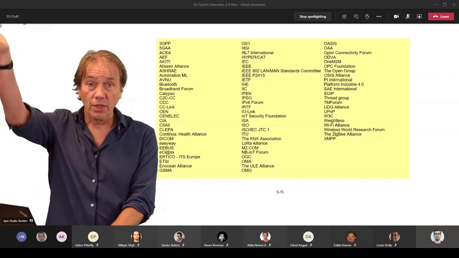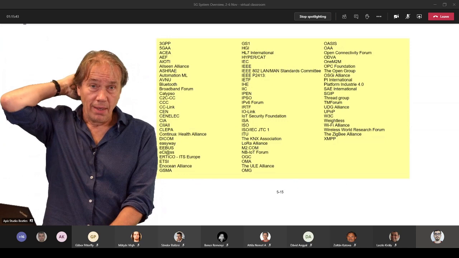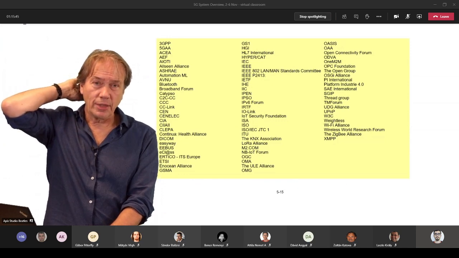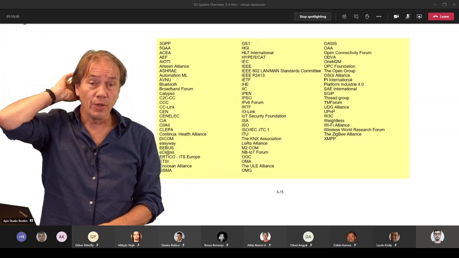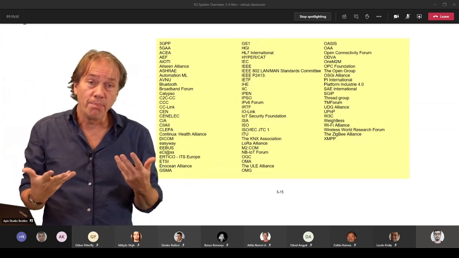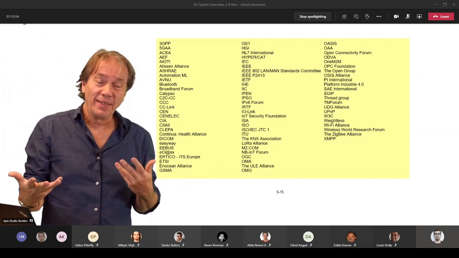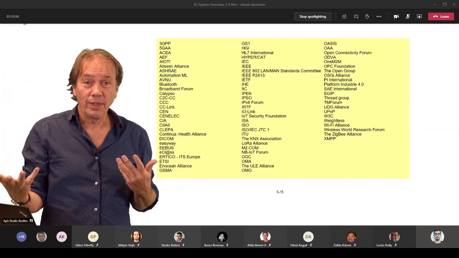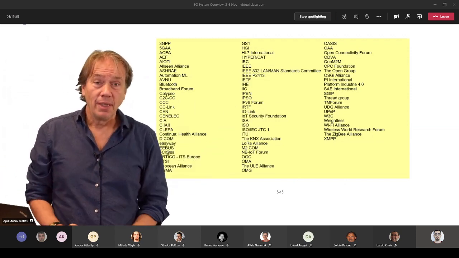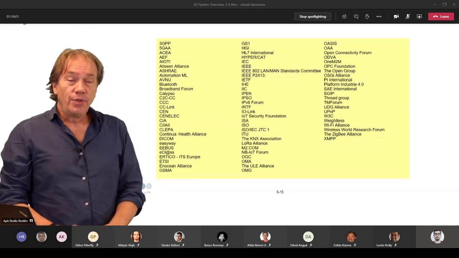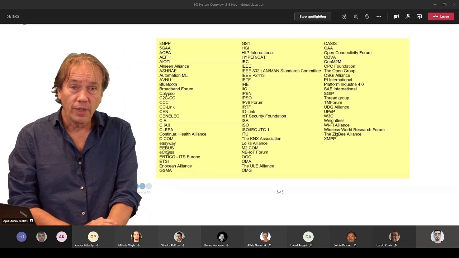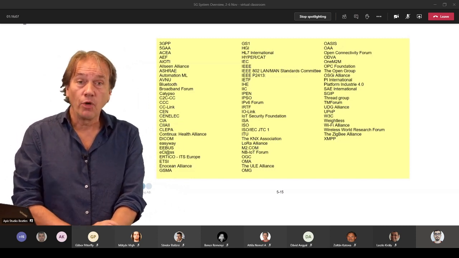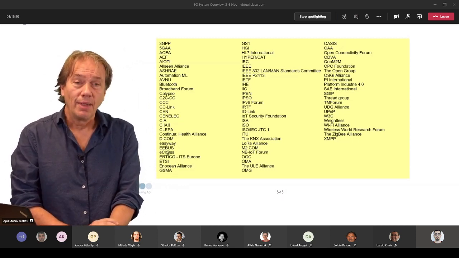Yeah, this is just a list of standard development organizations and alliances for IoT. So obviously 3GPP and the mobile industry are not the only ones working with this. There is, as you can see, a huge number of other groups working with the connected things world.